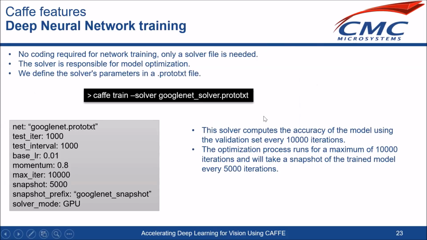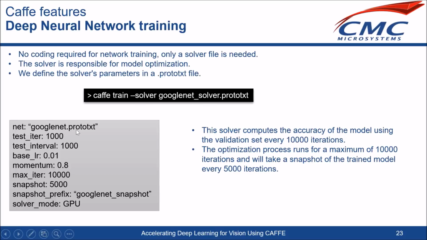So for deep neural nets, no coding is required. The first thing we would like to highlight here is that you can train your network using one command, caffe train, and all you need to provide is the name of your solver prototxt. This is the solver that you are using to train your network.